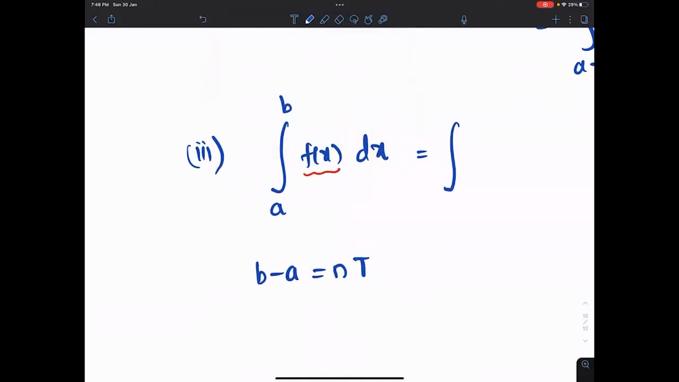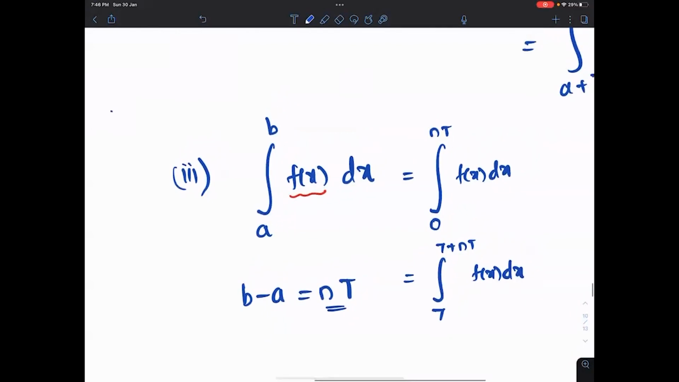When I say anywhere you want, you can start from 0, then maintain the difference. What is the difference? n times T, so 0 to nT f of x dx. If you want, you can start from 7, then 7 plus nT, it must be f of x dx. That's all. You maintain the difference, and you can only do this if the difference is a multiple of the time period.